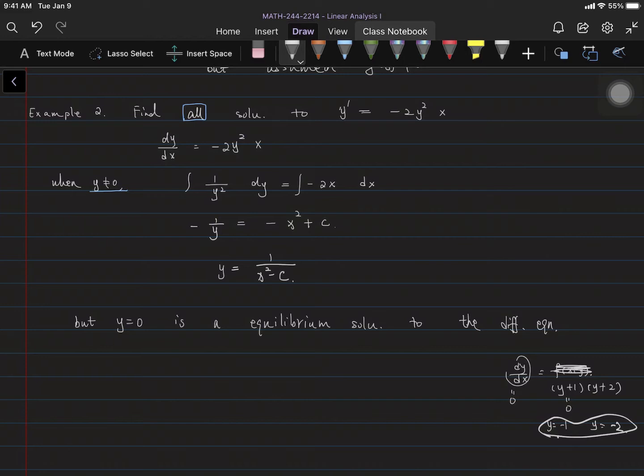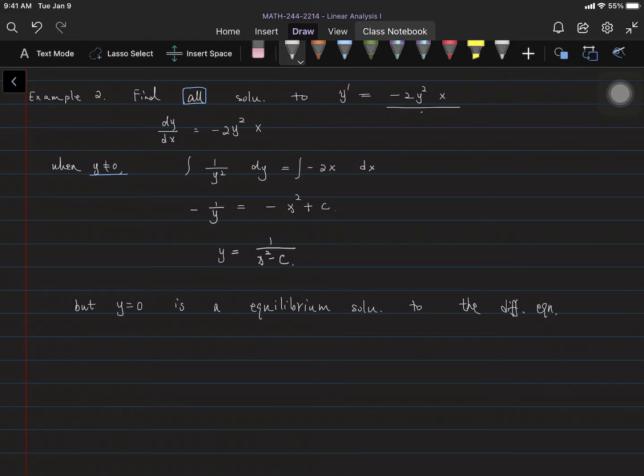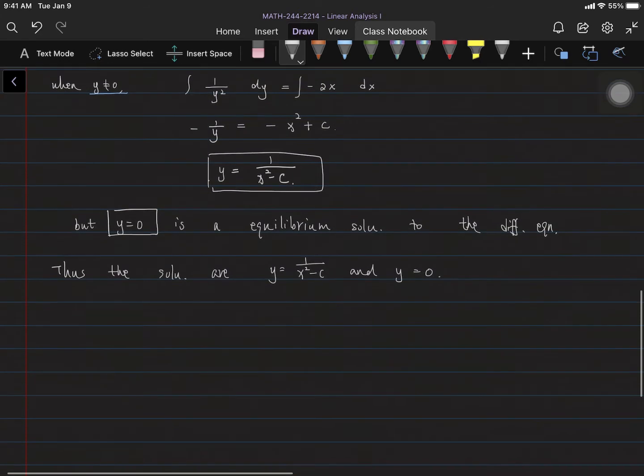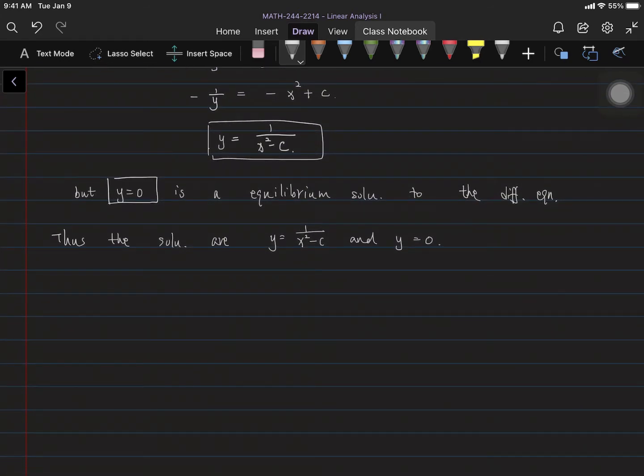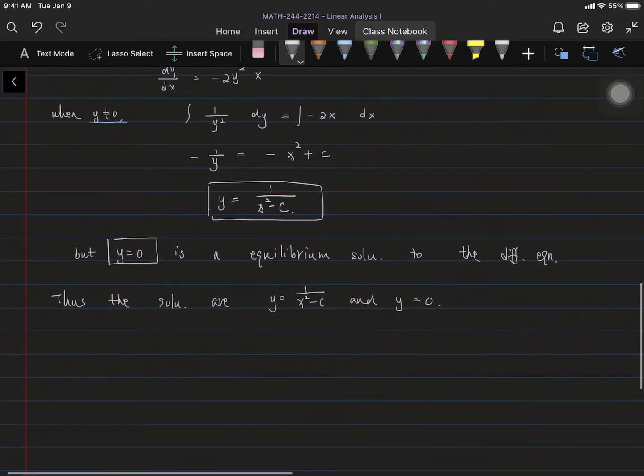And if we look at this one, what constant y can make this equal 0? Definitely y equals 0, right? So y equals 0 is an equilibrium solution. So when we solve the differential equation, please don't lose any solution. We have non-zero solutions. Here we also have an equilibrium solution. Okay, so we can say the solutions are y equals 1 over x squared minus c and y equals 0. Okay, like this one. I'm going to do another example and then we will do the exercise.